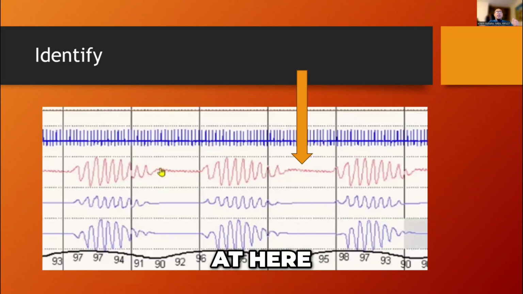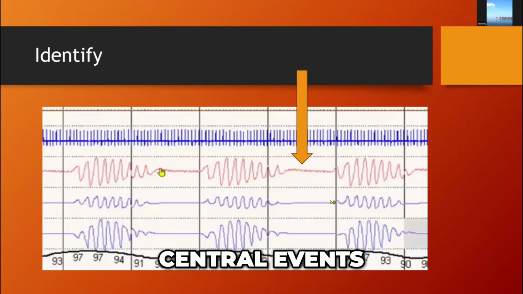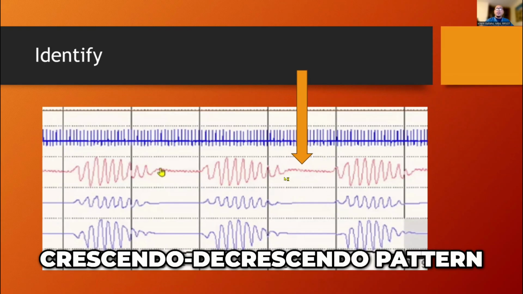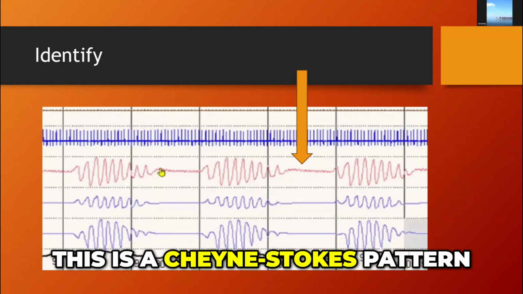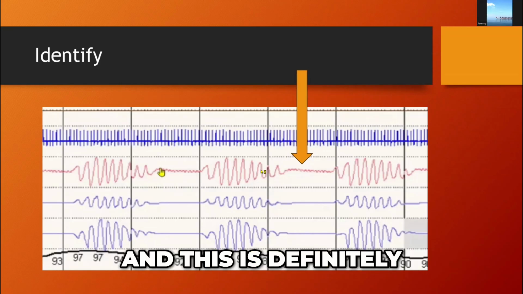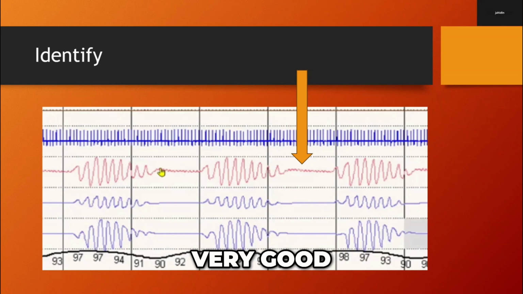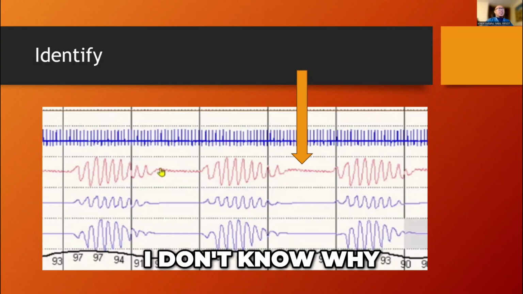Now, what are we looking at here? Central sleep apnea. Respiratory events. Central apnea. Very good. What else? Crescendo-decrescendo pattern, which is what? This is a Cheyne-Stokes pattern, and this is definitely a central apnea. What else? An artifact. Very good. What kind of artifact? Ballistic. Cardioballistic. I don't know why they term it ballistic.